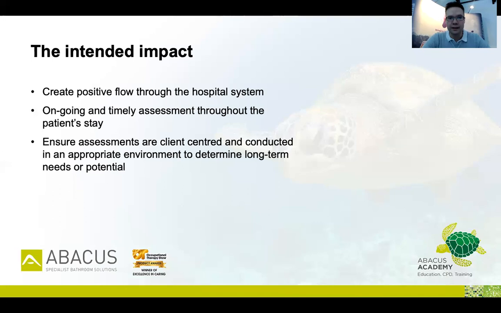But it does say ensure assessments are client-centered and conducted in an appropriate environment. It's not saying there are no ward-based or inpatient assessments.